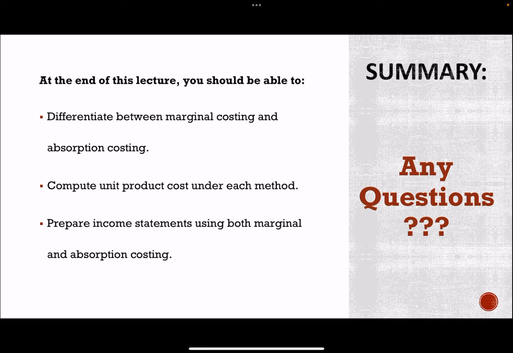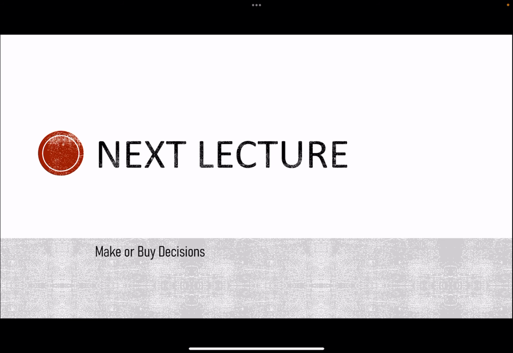Perfect, thank you. So today we have learned the difference between marginal costing and absorption costing. We have learned how to compute unit product cost under both approaches and how to prepare an income statement. Any questions? Perfect, thank you. Next lecture, I'm so excited that we're going to discuss the make or buy decisions and what we have learned today under absorption and marginal costing. We're going to use it in the make or buy decision.